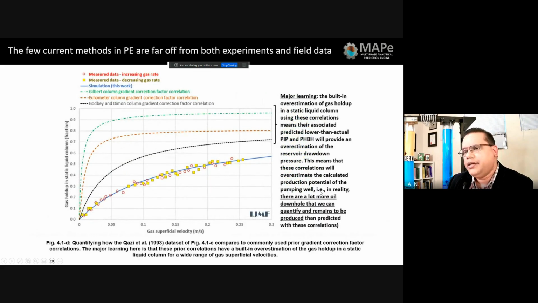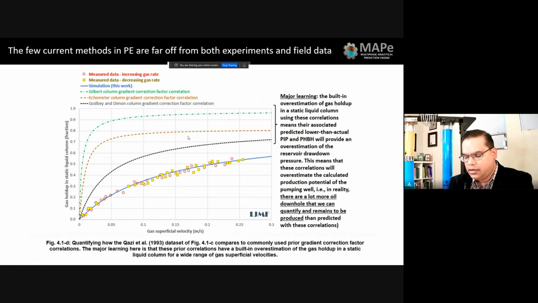Now, if you are to apply the common petroleum engineering calculations for the average gas holdup, because remember, in petroleum engineering, nobody actually calculates the gas evolution profile except myself, right? But if you were to actually apply these old correlations, including the new ones from modern companies such as Ecometer, you would find out that these correlations are far off. They have a constant overestimation of the amount of gas that's in your fluid column. And that's a very important finding, because what that means is you are overestimating the gas. That means you are overestimating the production.